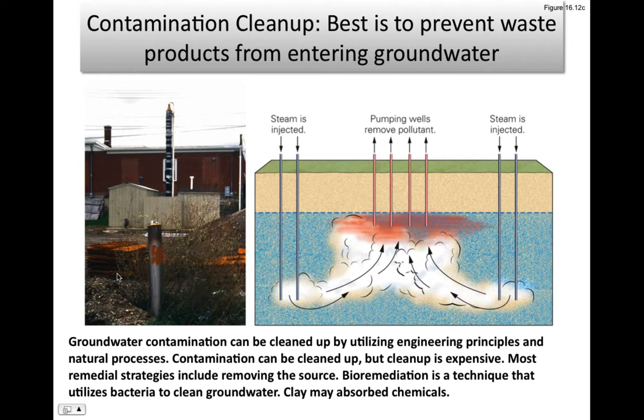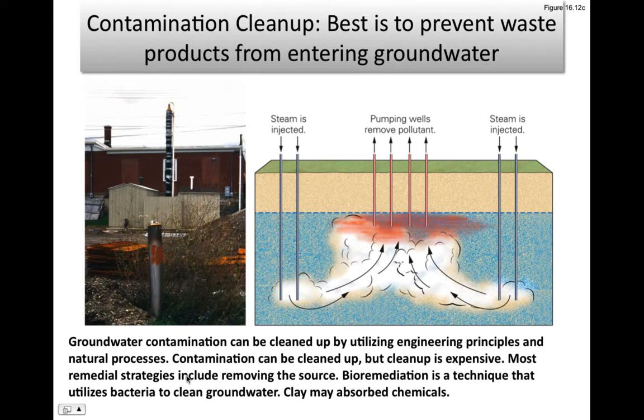But you dig up all that soil, all that dirt, and you let it sit there in the air to aerate it, and eventually it will clean up, right? But other things that you can do, you can inject steam, right? And the steam will force some of this contaminant to a central area where you can remove it by pumping the wells, right? So groundwater contamination can be cleaned up by utilizing engineering principles and natural processes. So this would be like an engineering principle here. It could be, but it is expensive.